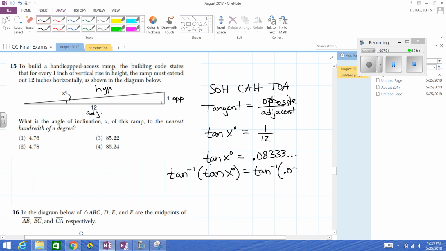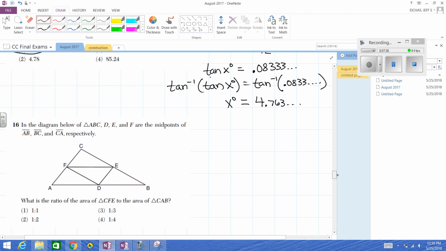Okay, so 0.083 repeating. Now your teacher might teach you to just put tan inverse of 1 divided by 12. Same difference. I feel like my students do a little better with it this way. Now tan inverse knocks out the function tan, so then we get x in degrees. Let me go double check that. So I get 4.763, so that's the closest to that.